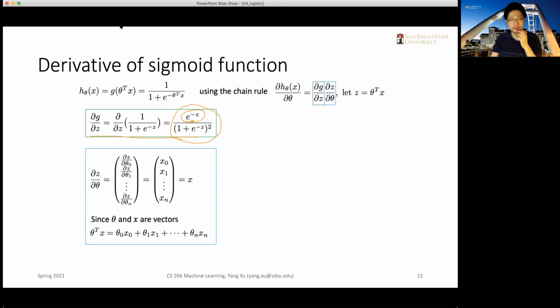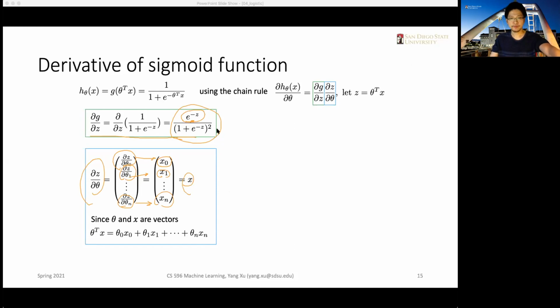And the result for each partial derivative here is a corresponding feature: this one corresponds to x0, this one corresponds to x1, right? And the derivative with respect to theta n corresponds to xn. So which means we can write it as x. The derivative of z with respect to theta is x. Okay.